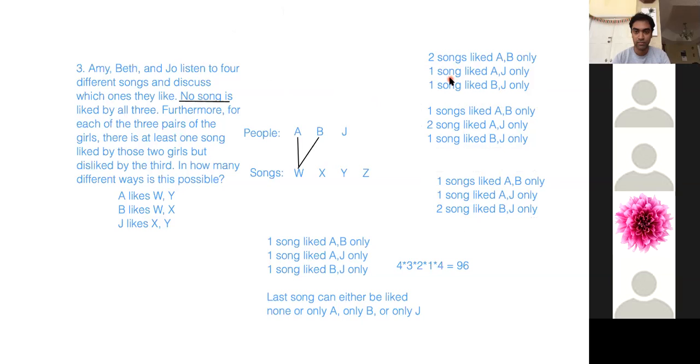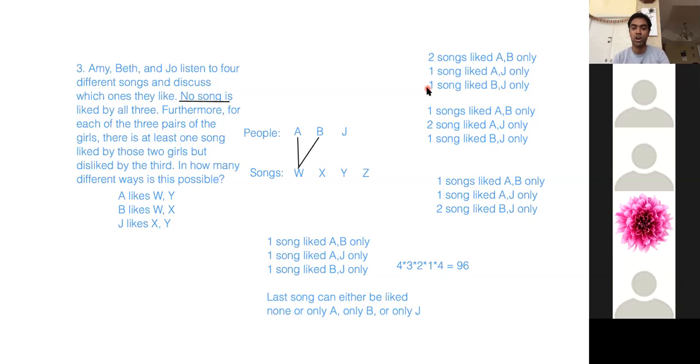There's 3 ways. Why 3? Because 2 songs are liked by AB, 1 song by AJ, and 1 song by BJ. So let's start by picking the song that B and J like. How many ways are there to pick that one?